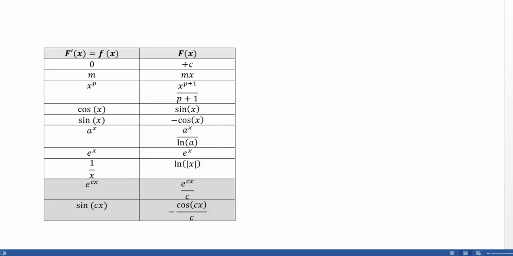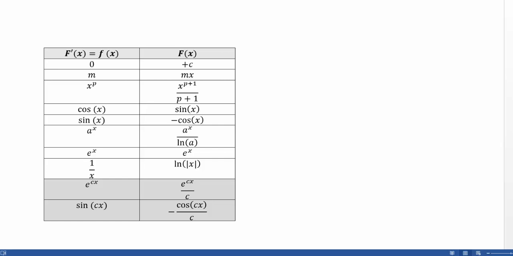We said x to the p becomes x to the p plus 1 divided by p plus 1. So you're going to add 1 to the power, divide by the new power. The antiderivative of cosine is sine. The antiderivative of sine is negative cosine. With exponentials, remember we multiplied in front by a constant. So now to undo that, we have to divide by that constant.